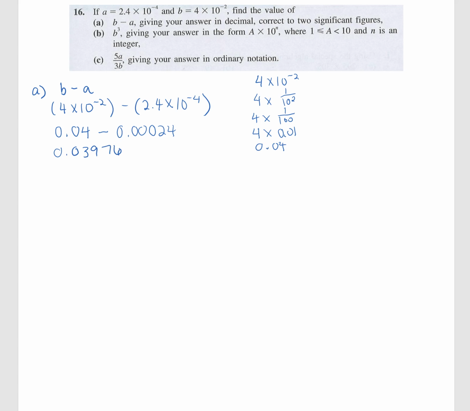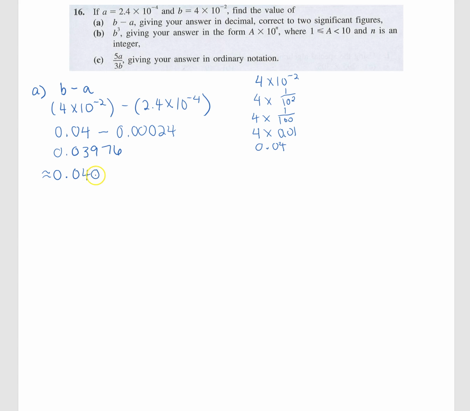And when we subtract this, we get 0.03976. Okay, but the question asked us to express our answer correct to two significant figures. So that's going to be this value here. And if we round this, we're going to end up getting about equal to 0.040. That's two significant figures.